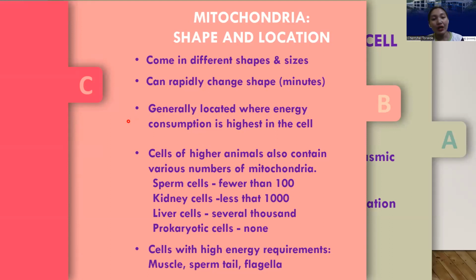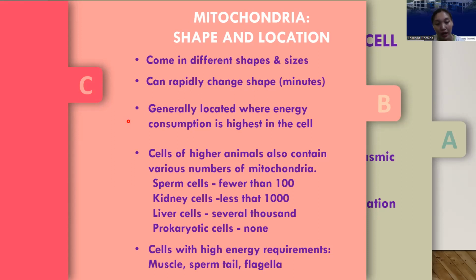For example, sperm cells need to be motile, right? To swim towards the egg cell, they have fewer than 100 mitochondria. Kidney cells have a higher number of mitochondria than the sperm cell, less than 1,000. Then the liver cells have several thousand mitochondria. And of course, prokaryotic cells. When you say prokaryotic, they don't have any membrane-bound organelles, and the mitochondrion is a membrane-bound organelle. So of course, they don't have any mitochondria in their components.